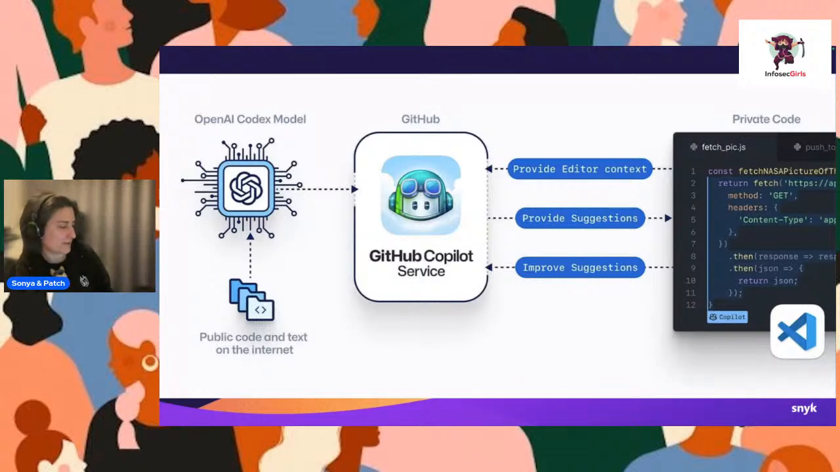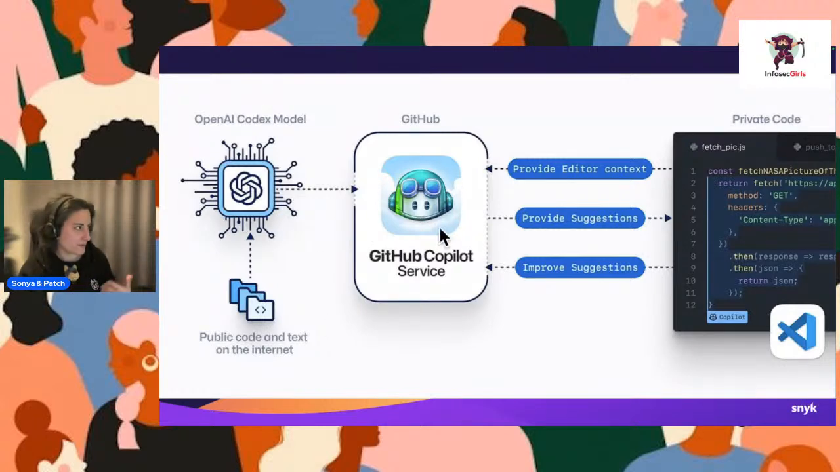Here you can see the OpenAI Codex model, a specialized AI model developed by OpenAI that has been trained on a diverse range of coding languages, and can understand and generate code. The model is trained on public code and text available on the internet. It's designed to understand both natural language and code, which allows it to generate code snippets, functions, and even entire applications from a user description.